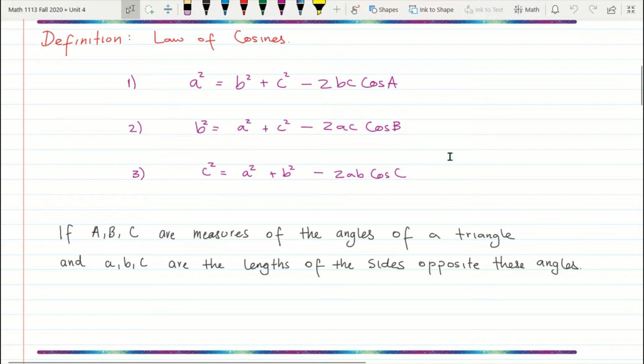We see this pattern all throughout, and as usual, A, B, and C are the measures of the angles of the triangle, and a, b, and c are the lengths of the sides opposite of these angles, right? So those are the definitions for the formulas. Now let's talk about how we get to those formulas.